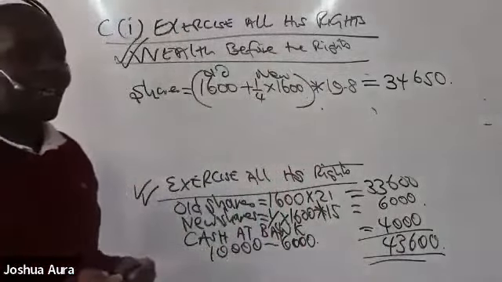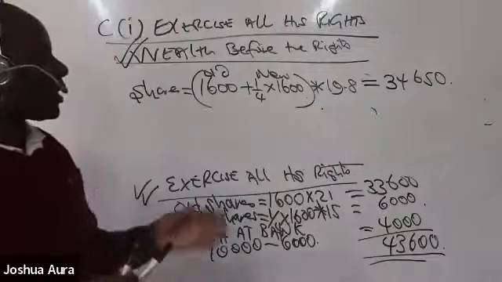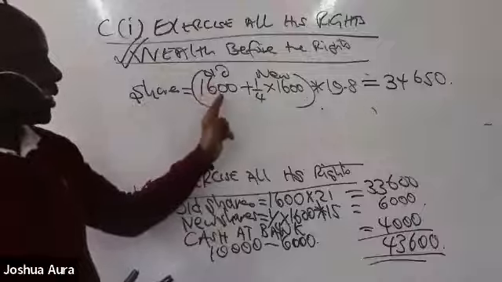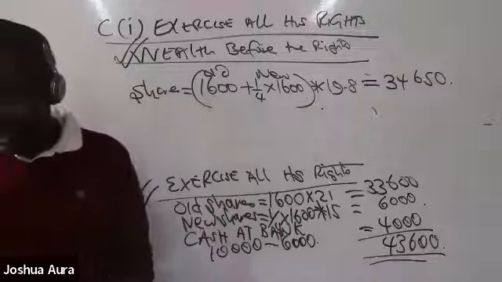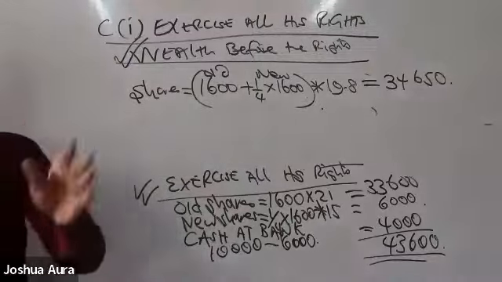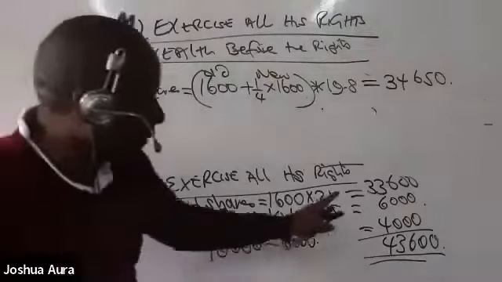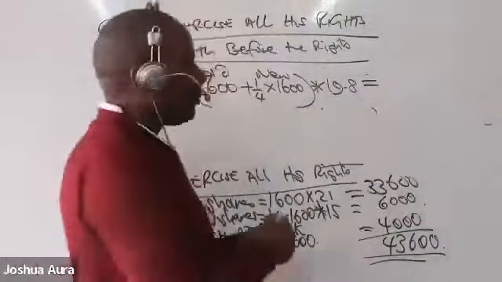Are you sure? Please use your calculators very well, because this is 400 plus 1,600, that gives me 2,000, isn't it? Times now 19, it can't be 34,650. Let me now rely on my online students. No, don't be sorry, never be sorry. 39,600. Great. Then this will give me 39,600, isn't it?